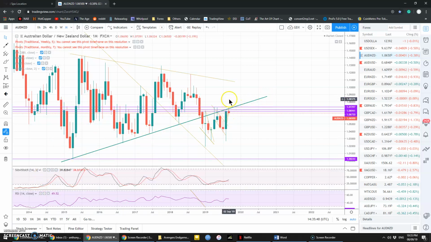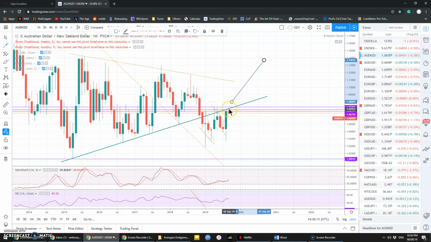If we close above this trend line for the 1 month, so for the month of September, if we close above this green line, I would see that as bullish. That means we have broken out of the triangle, it's a false breakout, and now we would likely see a bullish extension. So closing back into this triangle would be bullish for the Aussie dollar. However, thus far we have a rejection.